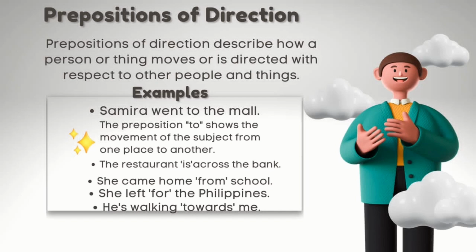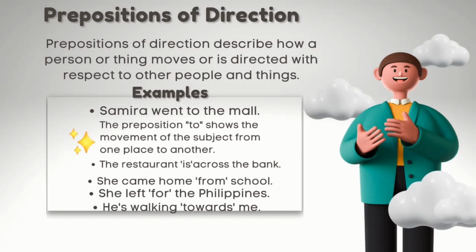For example, Samira went to the mall. The preposition to shows the movement of the subject from where she left to the mall. The restaurant is across the bank. Across is the preposition in that sentence. She came home from school.